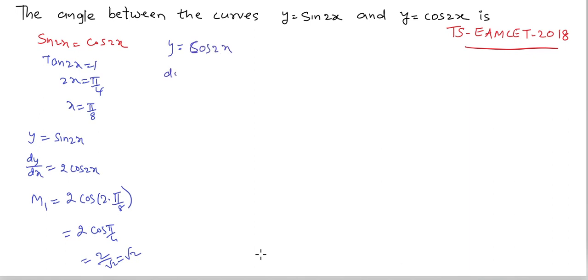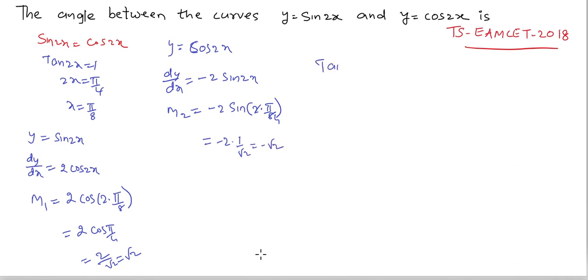And slope of the second curve, that is y is equal to cos 2x, that is dy by dx is equal to cos 2x derivation, minus 2 sin 2x. So slope m2 at x is equal to pi by 8, minus 2 sine of 2 into pi by 8, that is 2, 4 times cancel. It is equal to minus 2 into sine 45, 1 by root 2, that is equal to minus root 2.